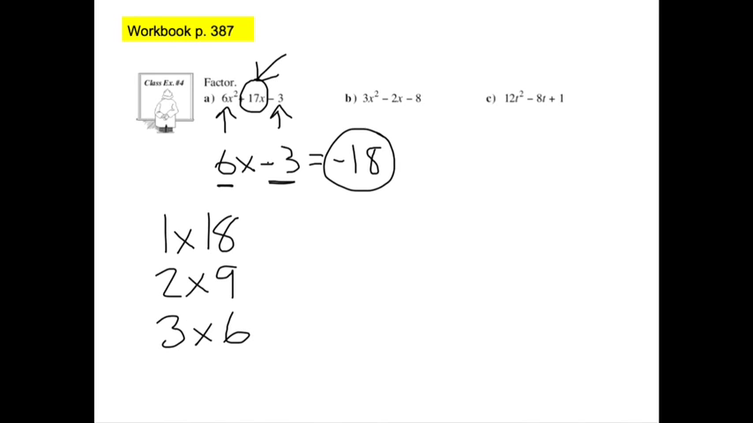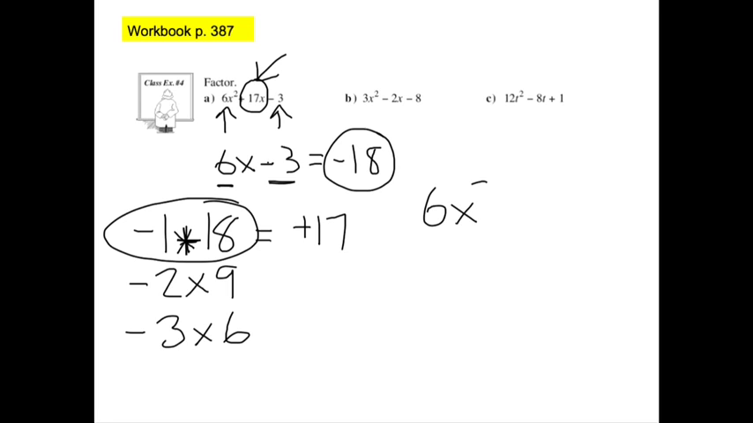What combination will give you a positive 17? Obviously, the bigger number is going to have to be the positive one. So if these are smaller, let's say this is negative 1 times 18, negative 2 times 9, and negative 3 times 6. Well, this will give you negative 18 when you multiply it. If you add it together, it gives you positive 17. So this is what we want. So breaking this apart, you have 6x squared plus 18x minus 1x minus 3.